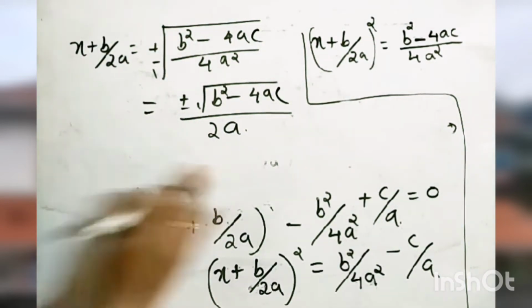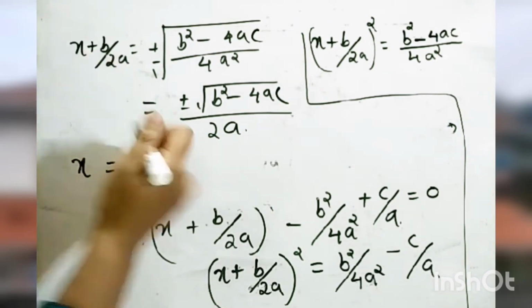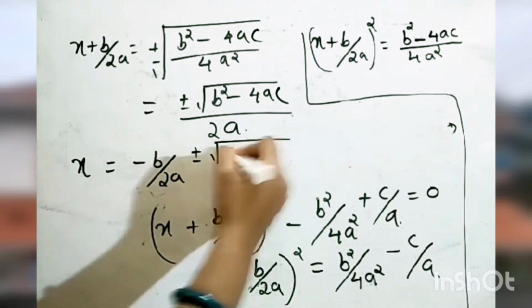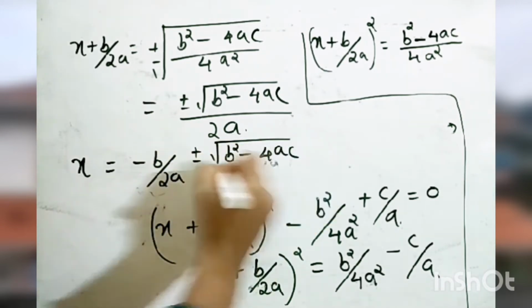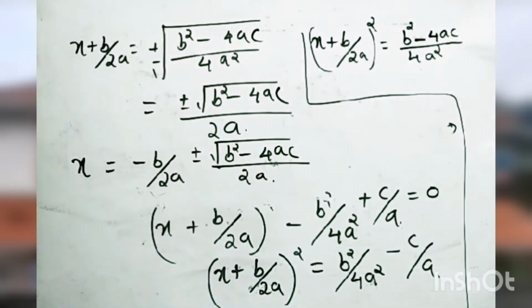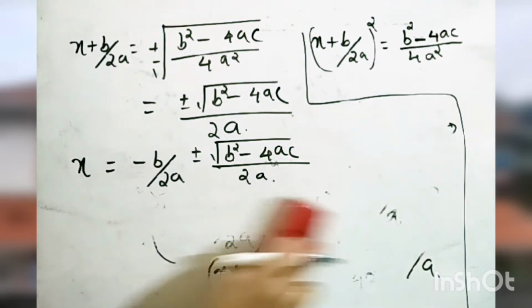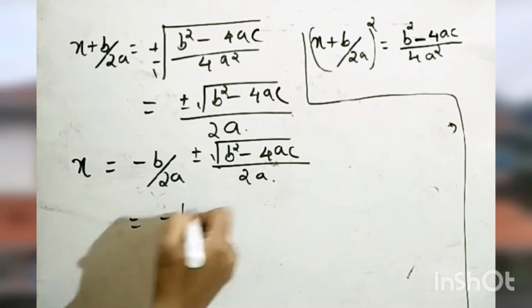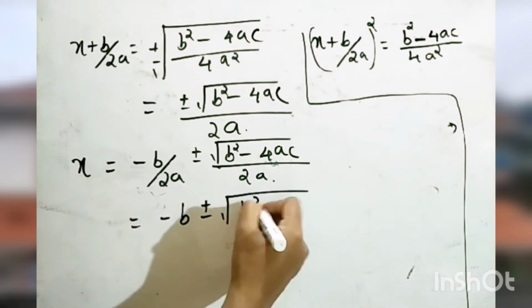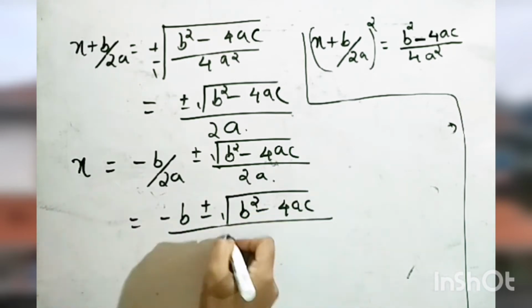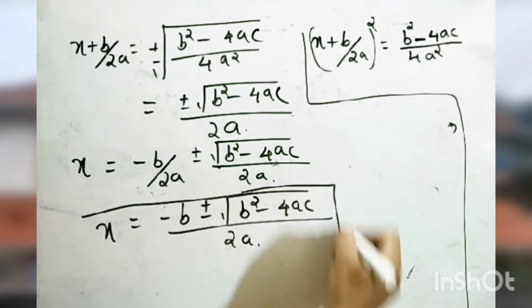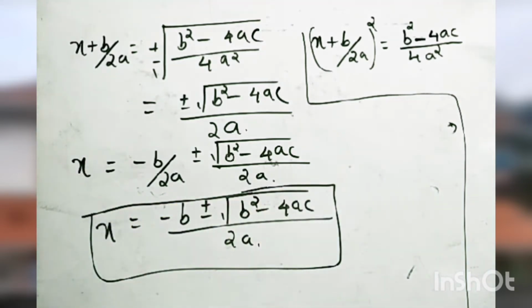Now, what will be our x? x is equal to minus b by 2a plus or minus square root of b square minus 4ac divided by 2a. Now just look at these two terms. The denominator is the same, that is 2a. So we can write this as x equals minus b plus or minus square root of b square minus 4ac divided by 2a. This is our quadratic formula. Then what is the quadratic formula?